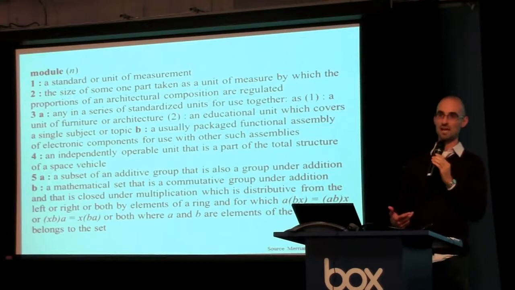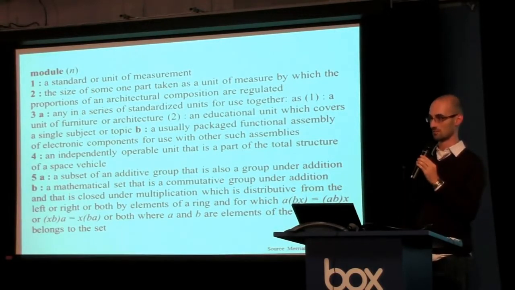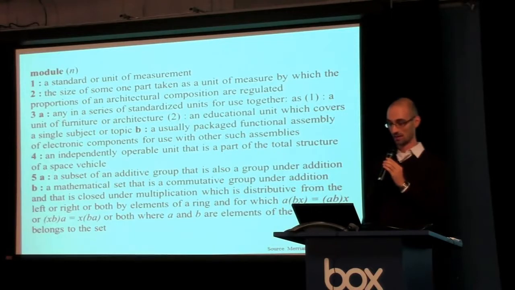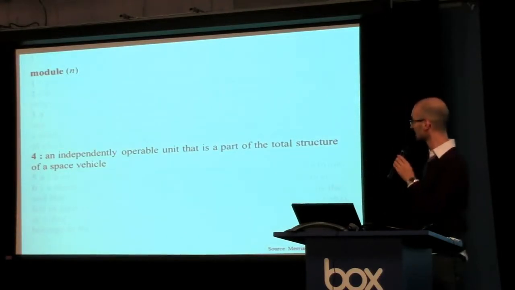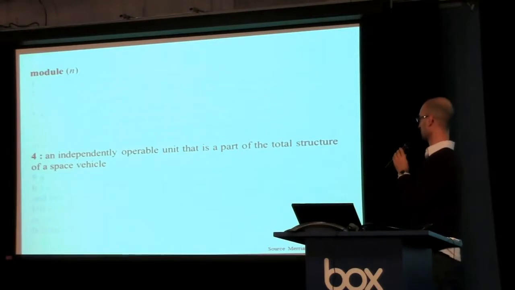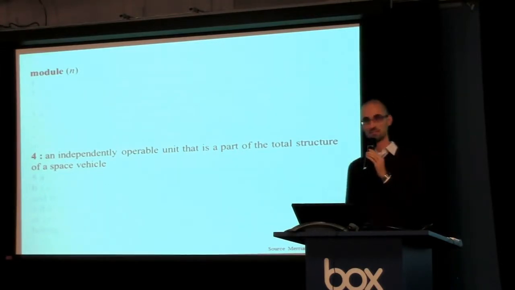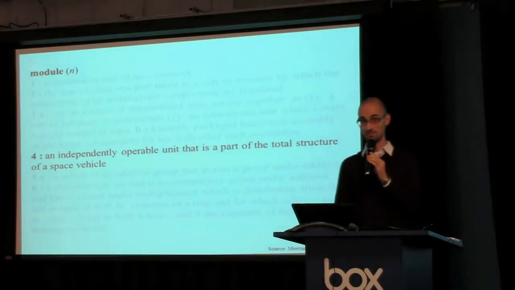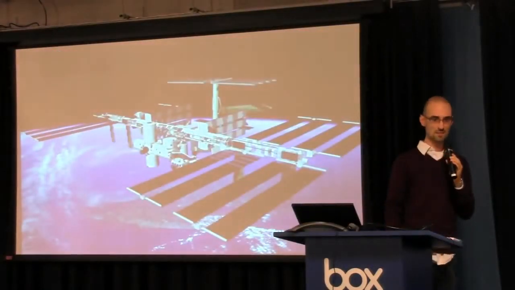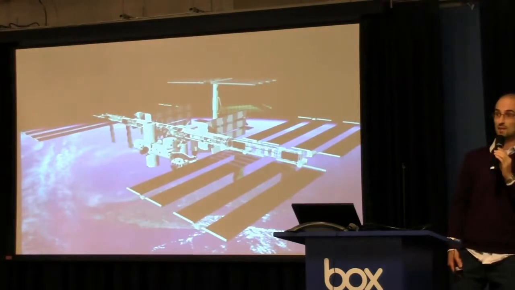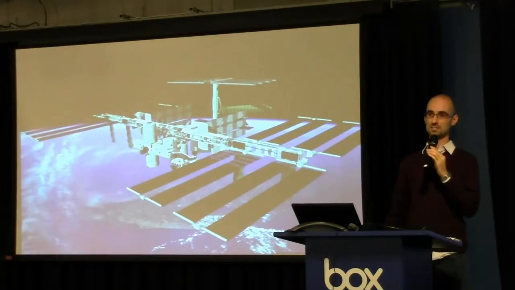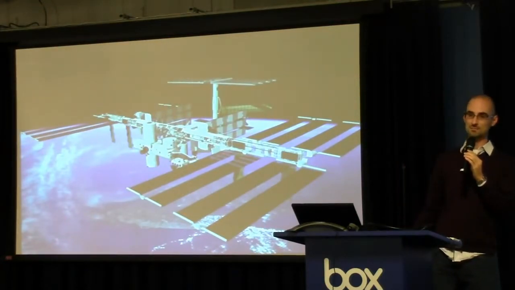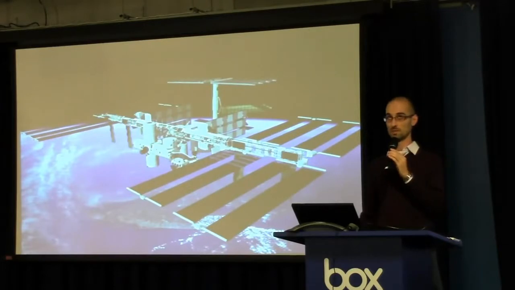So again, if you were to ask somebody what a module was, you'd get a bunch of different definitions. So when I looked it up in the dictionary, I got all of these different ones. And most of them are kind of boring. But the one that kind of jumped out at me was this one. An independently operable unit that is part of the total structure of a space vehicle. Okay. Which is awesome. So let's talk about space vehicles for a little bit. This is the International Space Station, hovering precariously over us, hopefully not degrading in orbit. It's giant. It's huge. And yet it's up there in space, fully functional, working really well, we think.